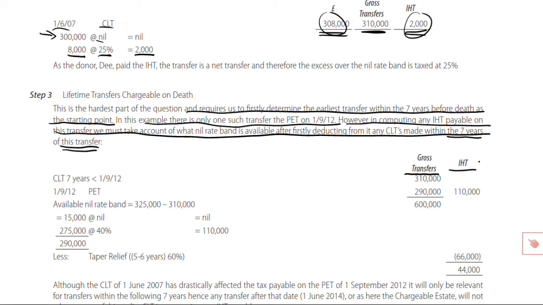What we then do, leave a space of a few lines and write in the first transfer that arose within the 7 years before the date of death.